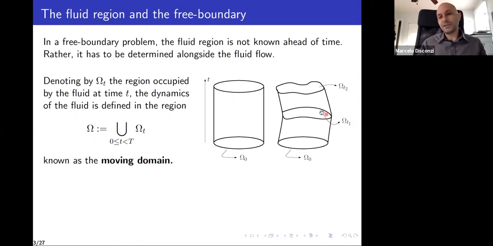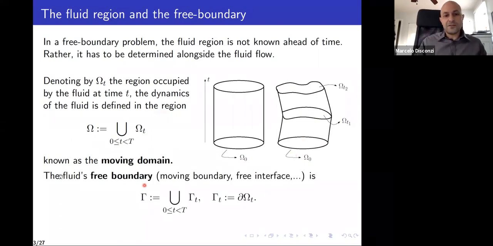So the picture would be something like this. At time t1, for example, we have the region omega t1. At time t2, we have the region omega t2. They are in general different. And then you take the union, and you get this region that's a cylinder-like region in space-time. And the fluid's free boundary is simply the union over this time interval of all the boundaries of these domains omega t. The free boundary is also called the moving boundary or the free interface. They're all terminologies for signaling the fact that the boundary is moving with the fluid.